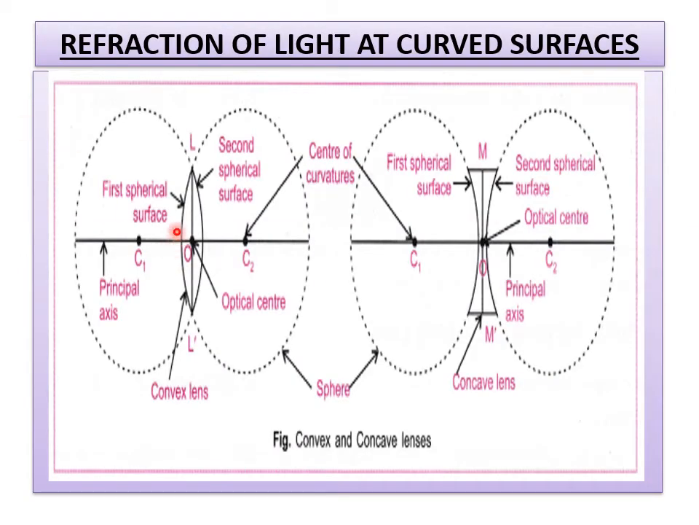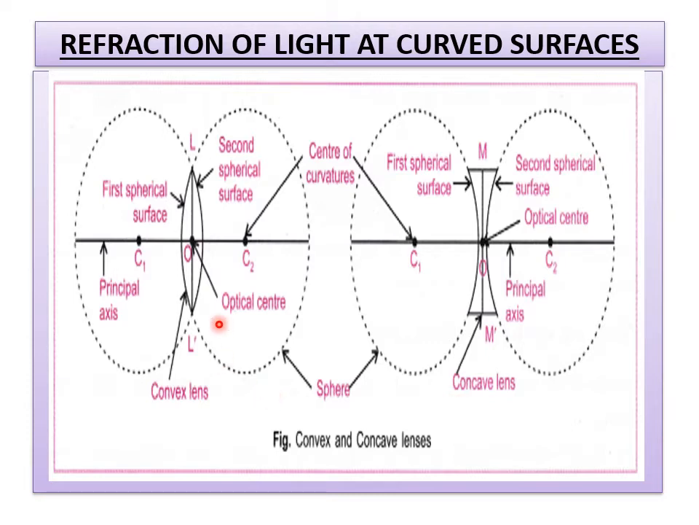If you observe here, this is the first spherical surface of this lens and this is the second spherical surface of this convex lens. If you come to the concave, this is your first spherical surface, this is your other spherical surface. If you take what is O there, O is nothing but the optical center. And here also O is nothing but the optical center of this concave lens.